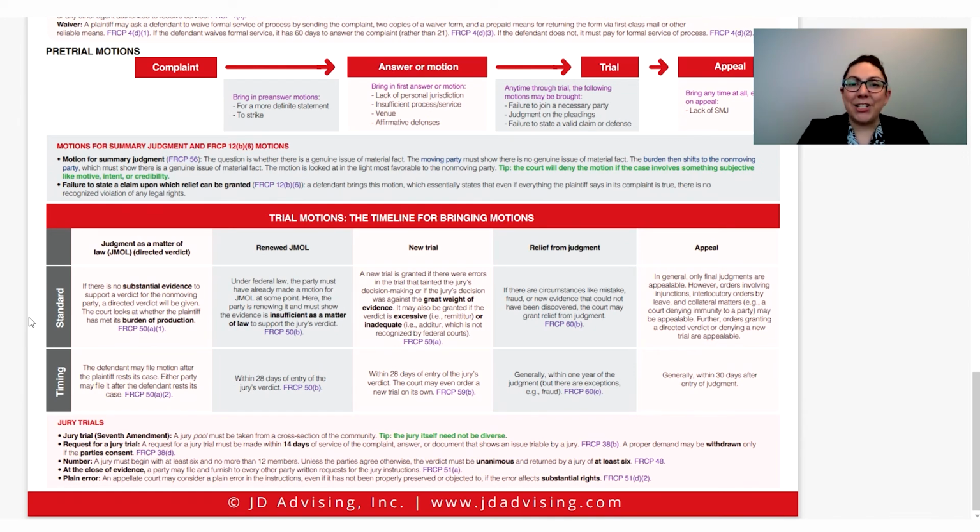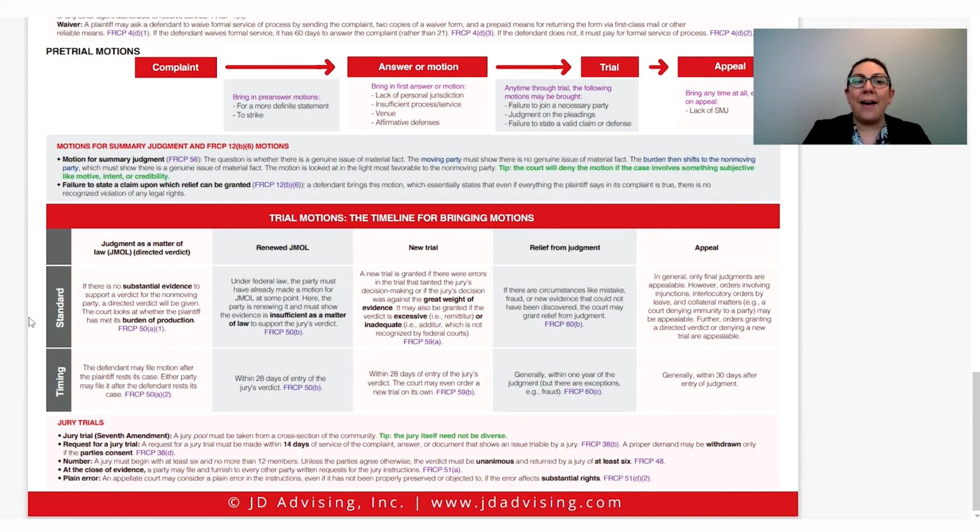The second to last section we have here is on trial motions. Now, these have a similar idea to a summary judgment or failure to state a claim motion, except that the timing is different. These motions occur during the trial, once the trial has already begun.